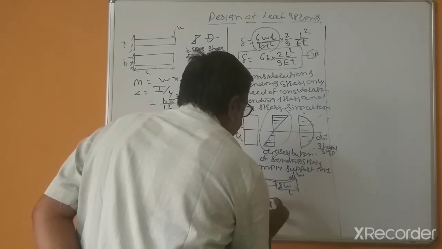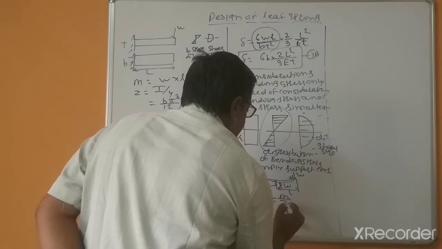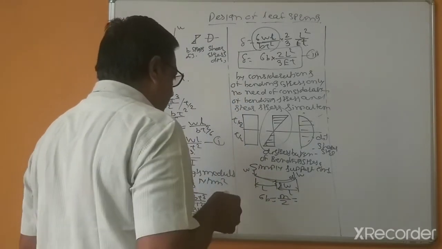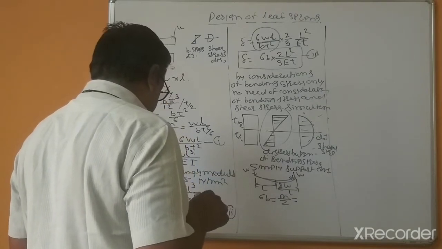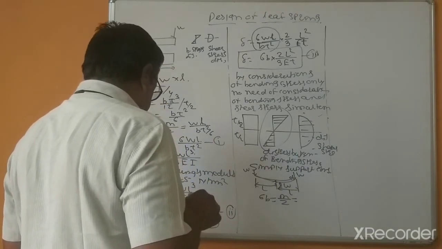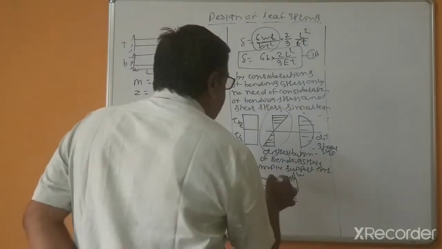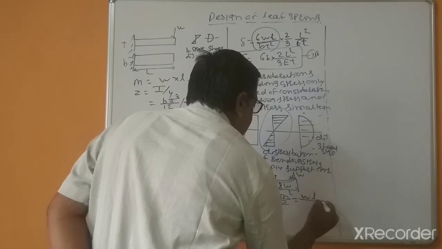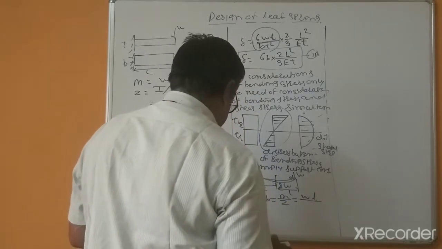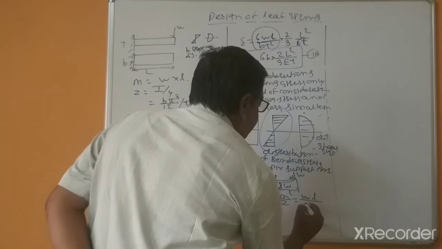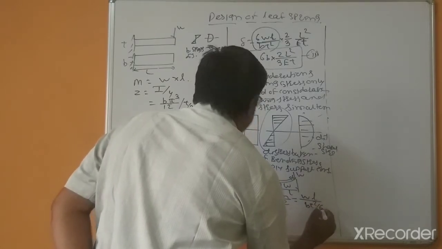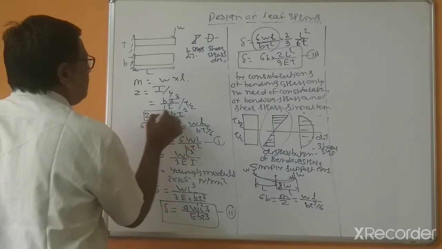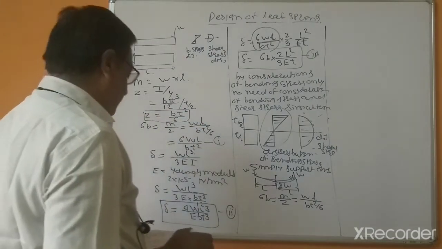So sigma b equals the basic formula M divided by Z. So M equals the maximum bending moment. The maximum bending moment at the center is equal to WL, and the section modulus is bt squared divided by 6.